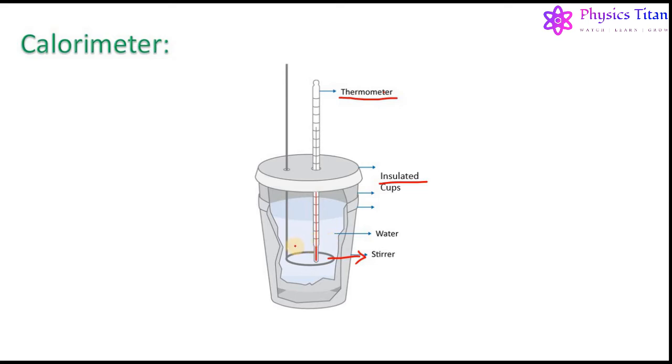If the object is at higher temperature than this water, then transfer of heat energy takes place from the object to this water. Or if the object is at lower temperature than this water, then transfer of energy will take place from water to the object. The temperature of this water will either fall or rise, which is recorded by this thermometer. By knowing the initial and final temperature of the water, the heat energy lost or gained by the water will be calculated, and that heat energy will be equal to the heat energy transferred between the object and the water. In this way, the measurement of heat transfer will be done using this calorimeter.